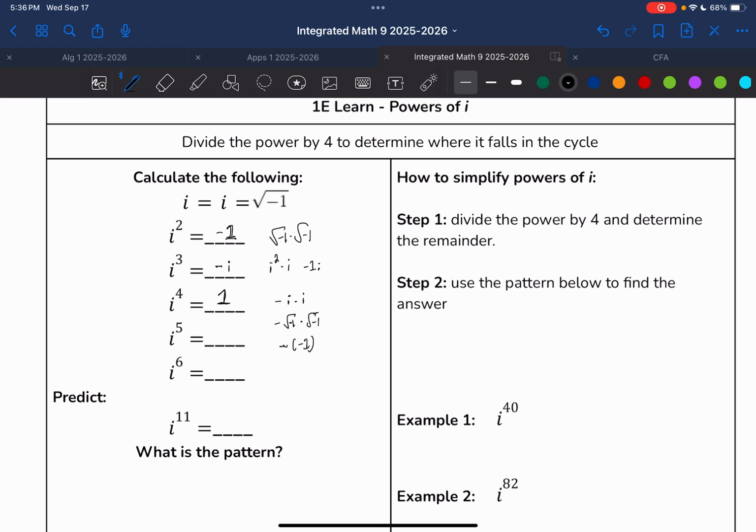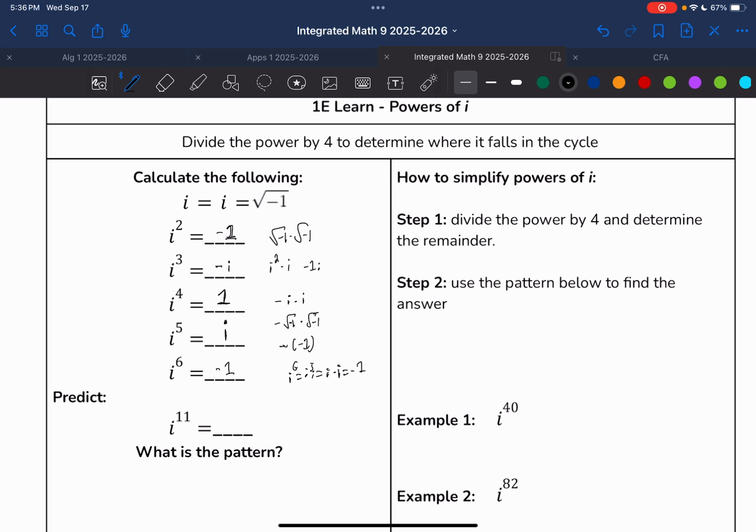And if we go to i to the fifth, we take i to the fourth, multiply by another i, and we just get i. Well, i to the sixth would be just what we did when we went from i to i squared, right? Now we have i to the sixth, which is equal to i to the fifth times i. So that's just equal to i times i, which is just -1.